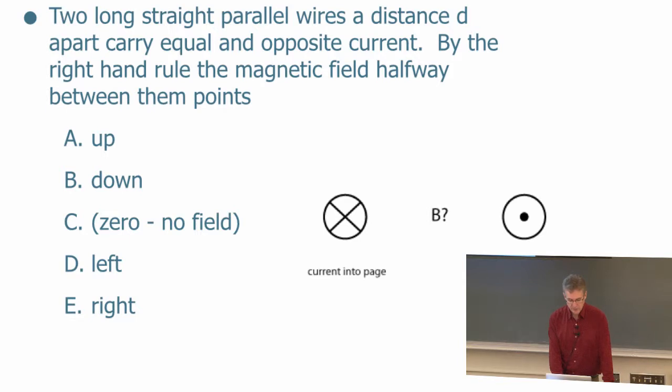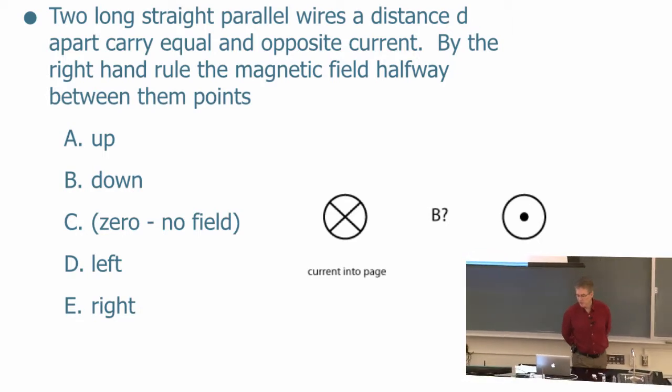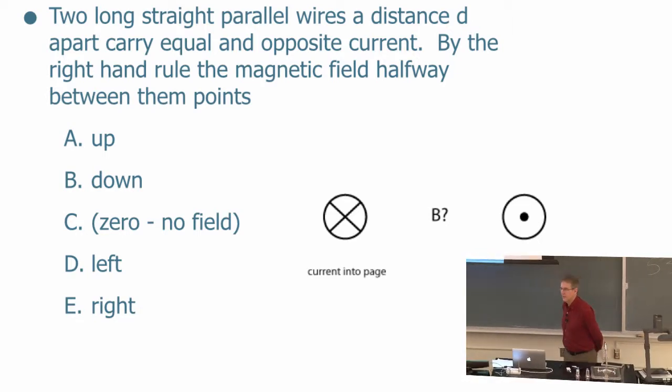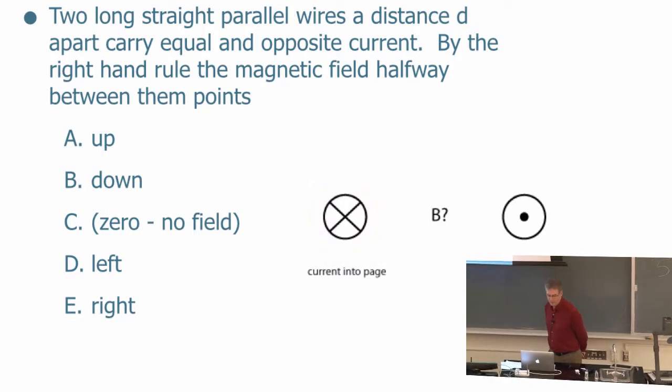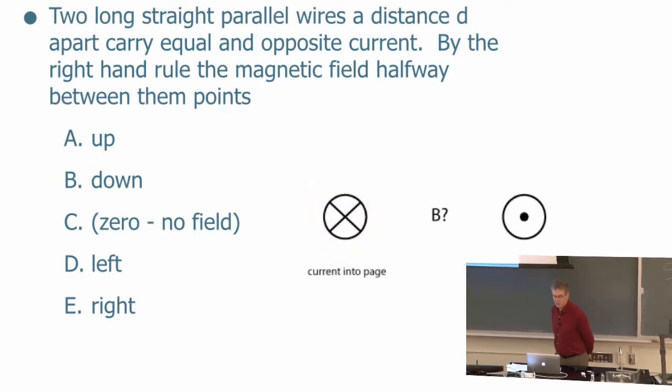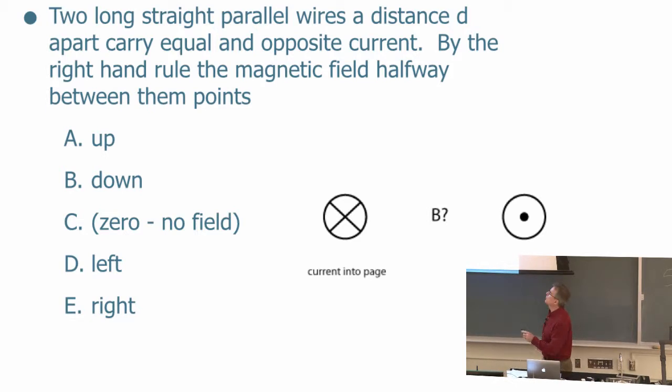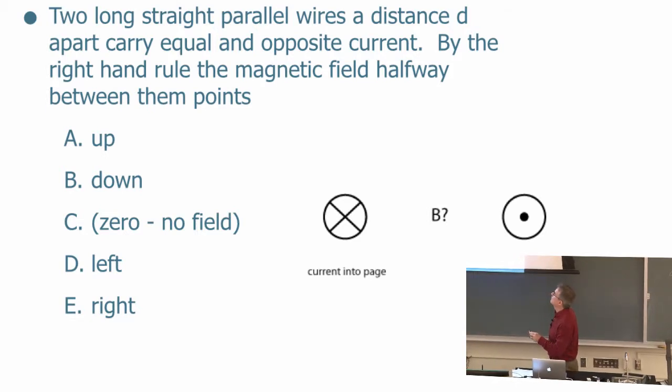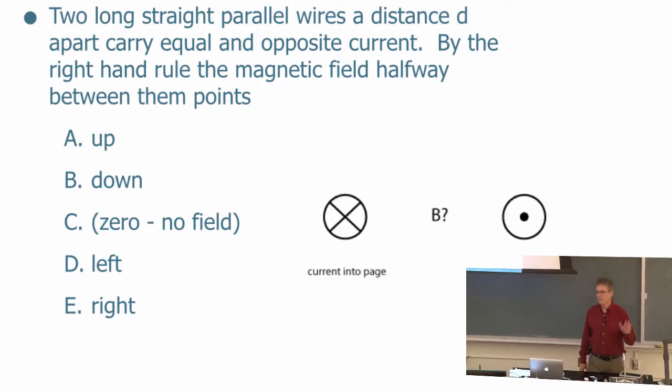To see if you were paying attention on the last slide, let's do a clicker question. We have 2 long, straight, parallel wires carrying current. One current is coming out of the board on the right, and one current is going into the board, into the screen, on the left. Use the right-hand rule and determine the magnetic field at a point halfway in between. Does it go up, down, left, right, or is it 0? Go ahead and discuss. Make sure you use your right hand, not your left hand.